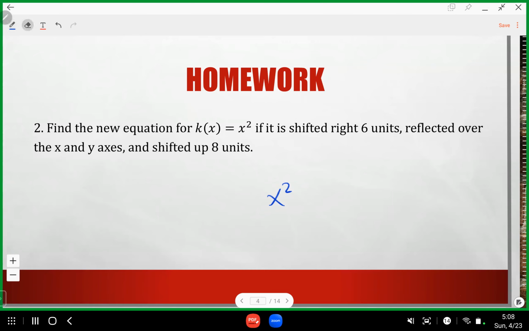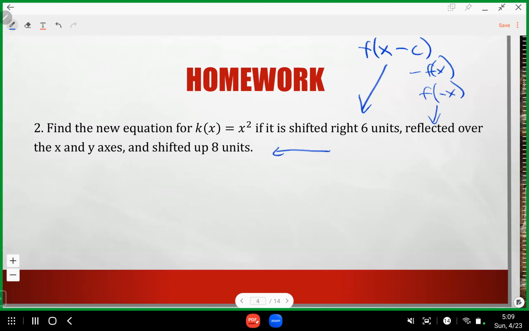So since it is shifted right by 6 units, we have to remember the rigid transformations is, first of all, f of x minus c. That is a horizontal shift, which we are doing right now. It's reflected, which is either the negative f of x, or it's f of negative x is the reflections, and shifting up, which is a vertical shift. It's going to be f of x plus c here. So first we got to do the horizontal shift because the domain always takes priority. So x minus 6 squared.